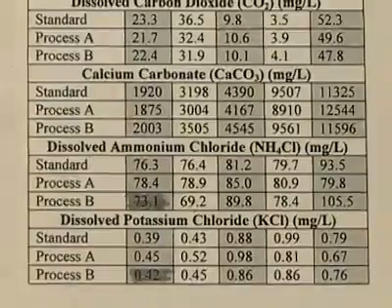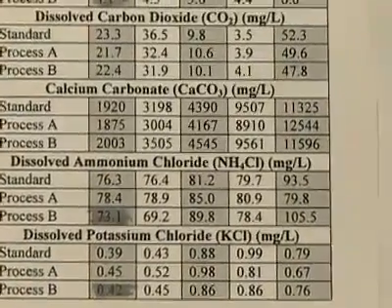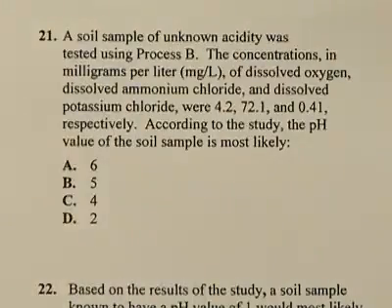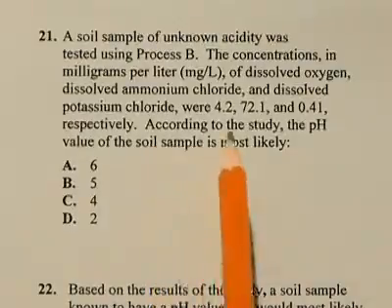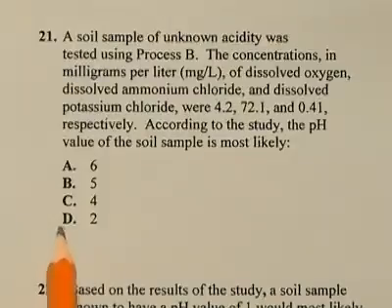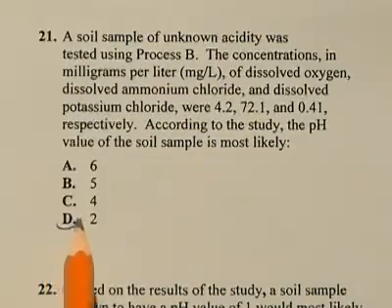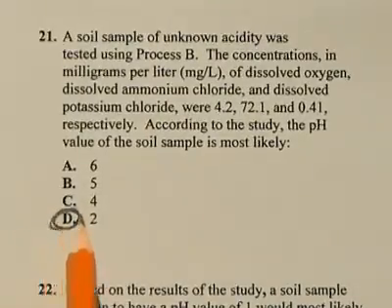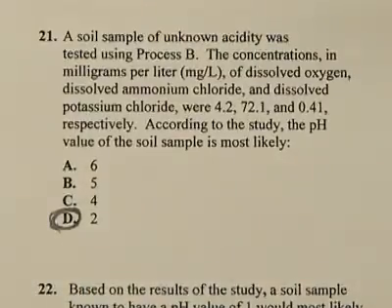So I would go back to the prompt. I'm going to move this very quickly now. Okay. And it says, according to the study, the pH value of the soil sample is most likely pH 2 because the values are closest to the pH 2 values. All right, so I'm going to pick D with confidence and quickly move on.